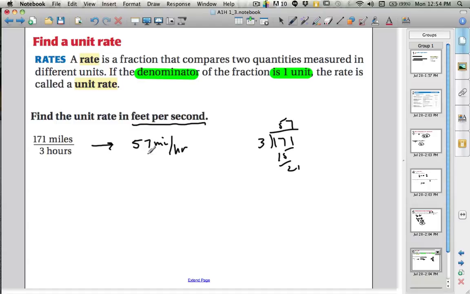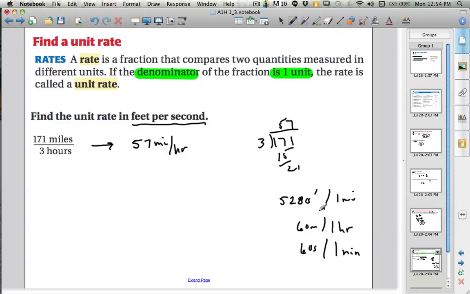If I want to convert from miles per hour to feet per second, I've got to go from miles to feet, and I have to go from hours to seconds. So when you start thinking of these things, I know that I have 5,280 feet in 1 mile. These are unit rates, right? I know that I have 60 minutes in 1 hour. And I know that I have 60 seconds in 1 minute.